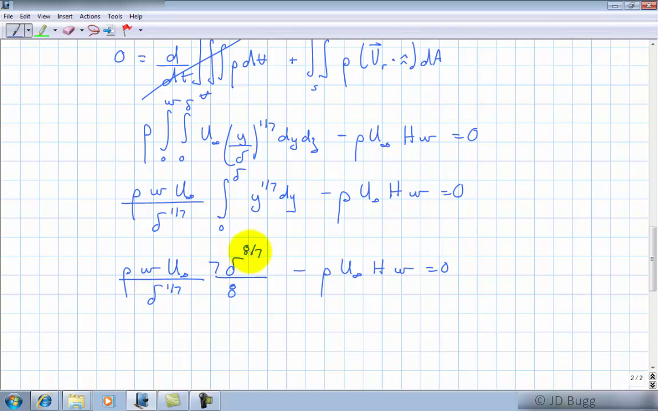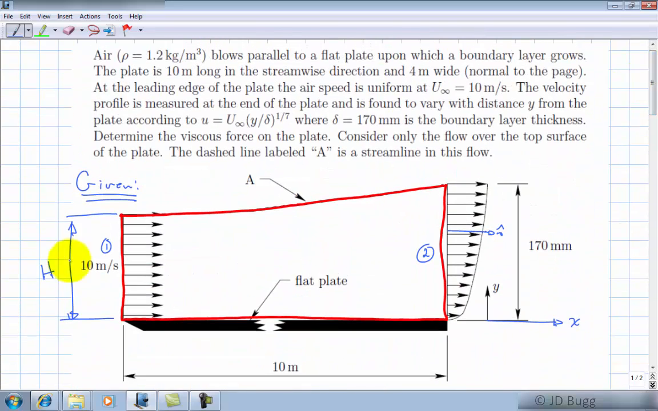Notice that delta to the 8/7 divided by delta to the 1/7 is just going to be delta. And so lots of other stuff cancels here. Density cancels on both sides. W cancels on both sides. U infinity cancels on both sides. So we just get that h is equal to 7 delta over 8. So h is 7/8 of delta. If we go back to our diagram, we can see that h has to be smaller than delta. This distance is delta. The velocity is higher here, so the area has got to be smaller. And it turns out that is 7/8 of this. That's what we've just found.